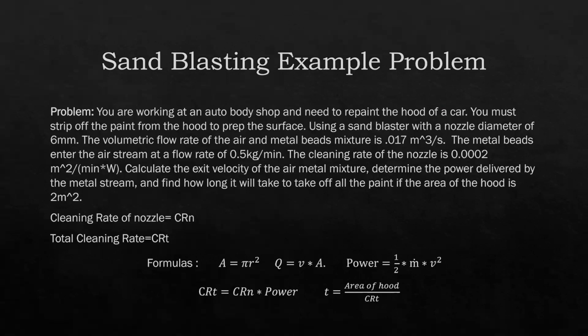Calculate the exit velocity of the air metal mixture, determine the power delivered by the metal stream, and how long it will take you to take off the paint in the area of the hood, which is 2 meters squared. To derive or explain some variables, the cleaning rate of the nozzle will be equal to CRN, and the total cleaning rate will be CRT. And here below are the formulas that you're going to want to use, and the solution is on the next slide right here.